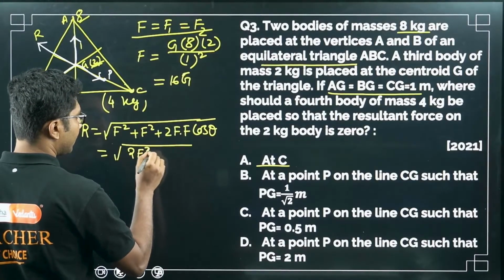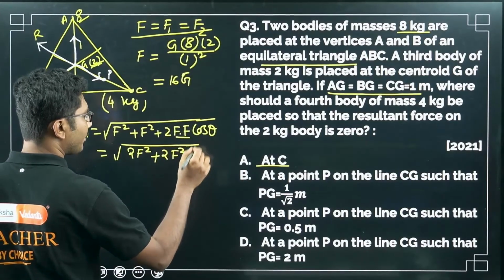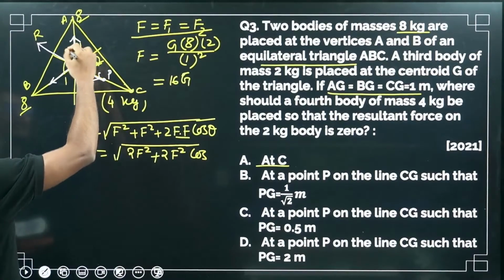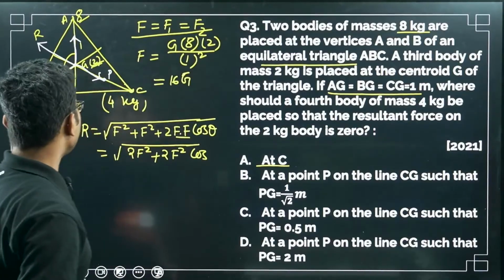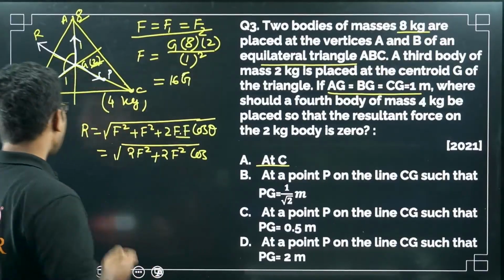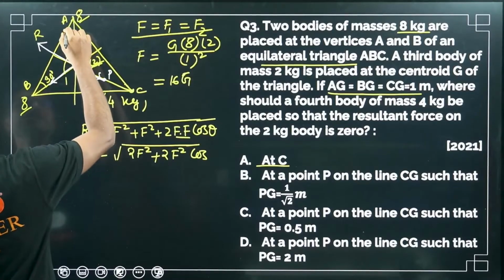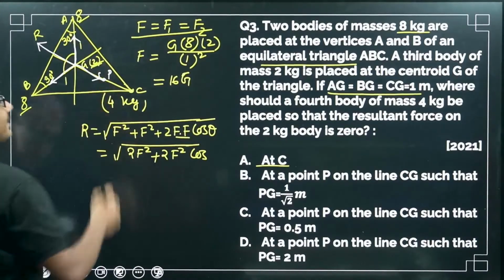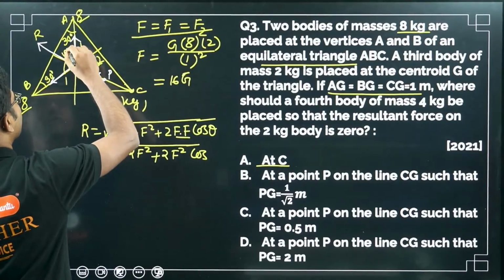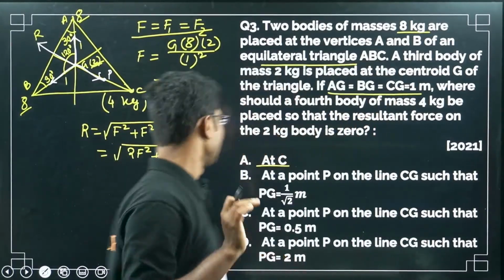2f square plus f times f is another f square, so 2f square cos theta. What is this theta? Here it is the angle between the forces. What is this angle? If you know, the equilateral triangle consists of 3 equal angles. All the angles are 60 degrees, and this is the bisector, so this will be 30 degrees. This will also be 30 degrees for an equilateral triangle, right? So this is now a triangle, so you can find this angle to be 120 degrees, 180 minus 30 plus 30, that is 120 degrees, right?